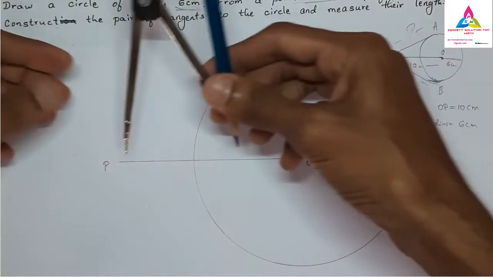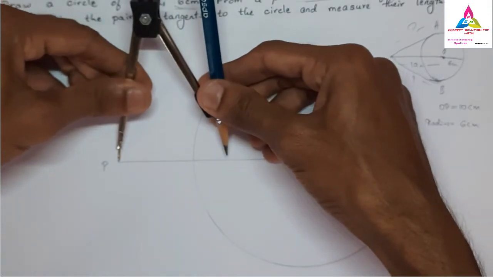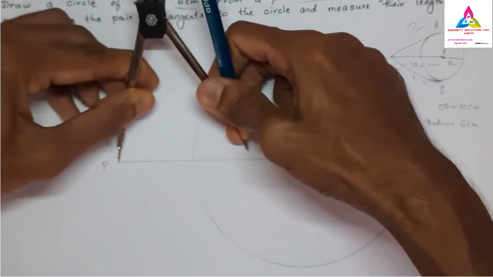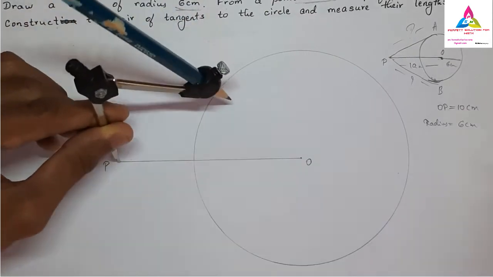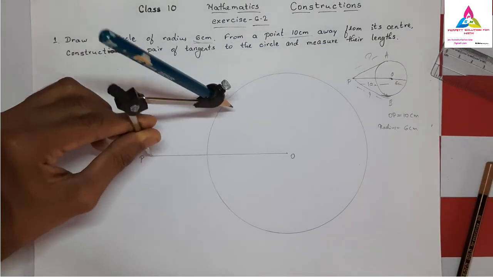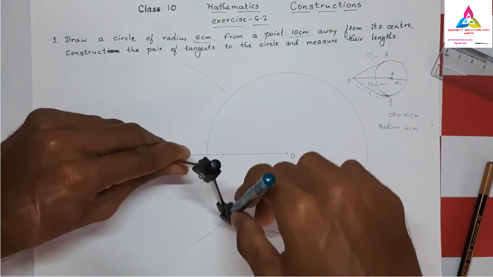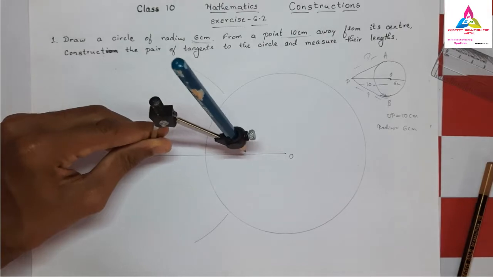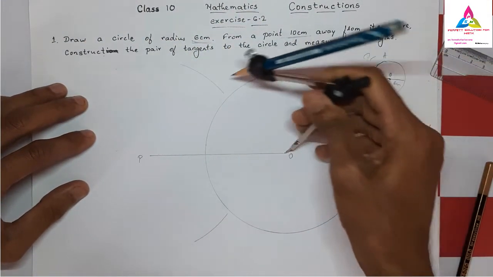To do that, keep on P and take any measurement. But remember, when you take a measurement, take more than half of this PO line. So take more than half of the PO line and draw one arc over here. Similarly, draw one arc downward. Don't change the compass length. Keep on O now. We have finished for the P.